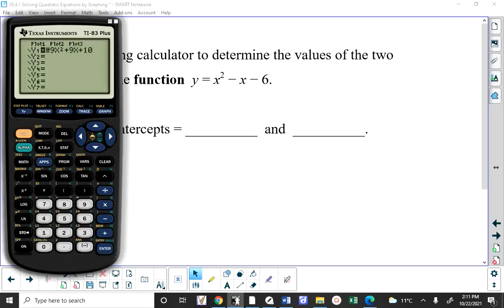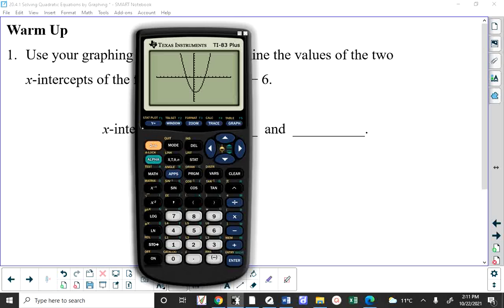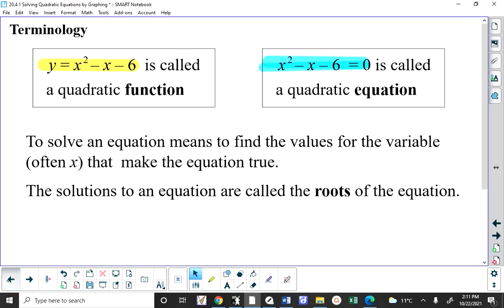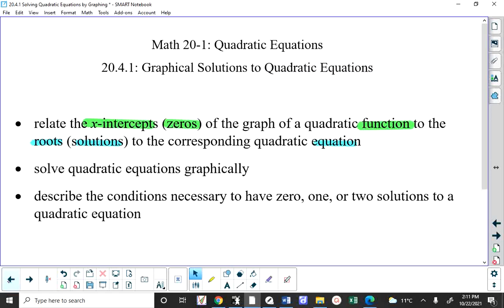So I'm going to enter y equals x squared minus x minus 6. I'm going to go zoom 6. And I'm going to remember that when I go to my calculate menu, this is actually kind of interesting. When I go to my calculate menu to find the x-intercept, I choose 0, number 2, which is called 0. And that certainly makes sense because I've told you that x-intercepts are zeros. The reason why they're zeros is they're the value of x that makes y 0. Okay.